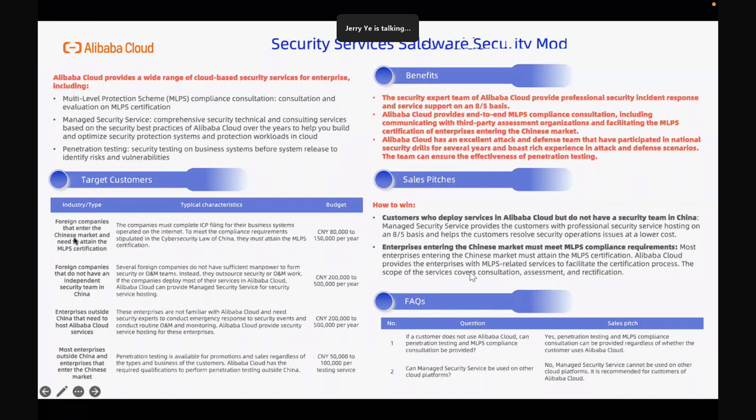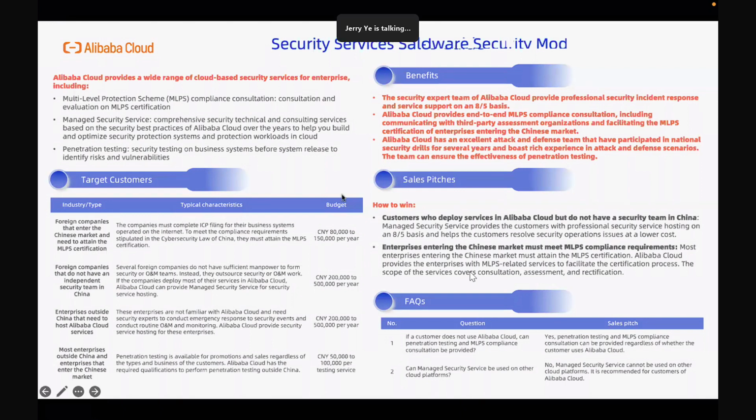First one, foreign companies, multinational corporations from global to China. They are the target customers of MLPS 2.0. But foreign international corporations that do not have an independent security team in China, this type of customer is our MSS target customer. Then the enterprises outside China that need to host Alibaba services, okay, MSS. And for most enterprises outside China and enterprises that enter Chinese markets that have new applications that need to be published, in these scenarios, okay, penetration testing.